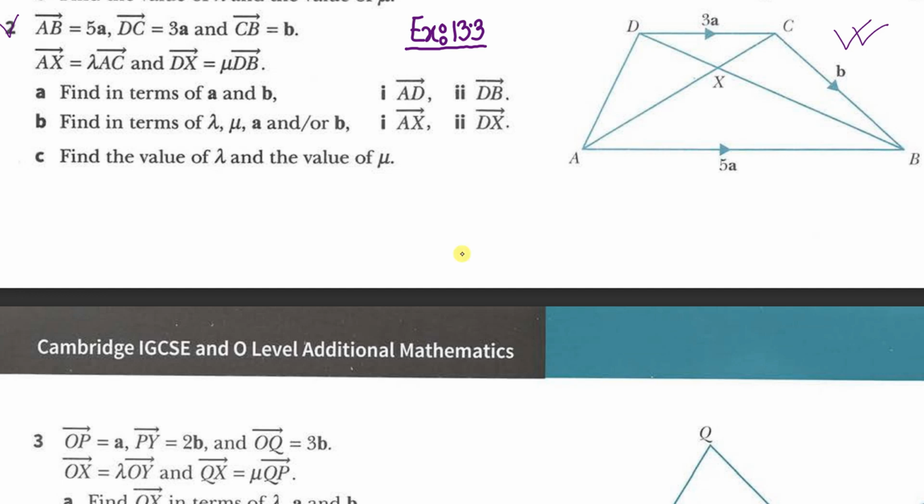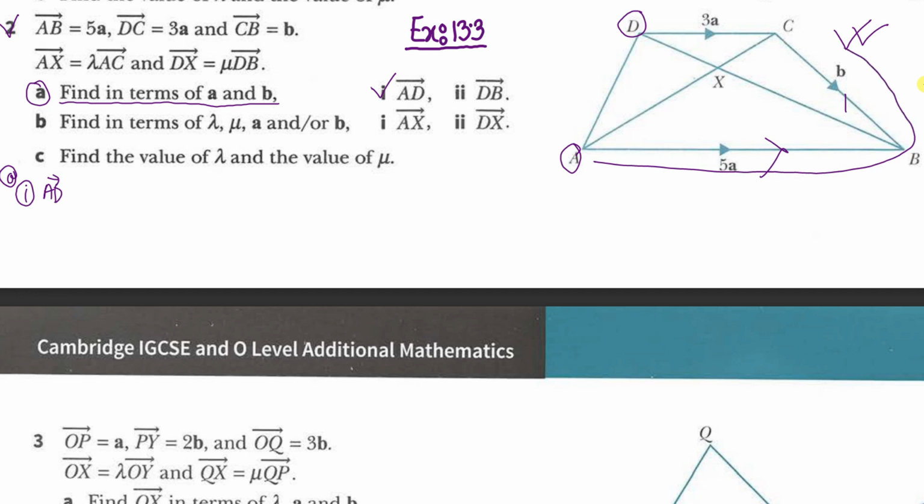The first question: find in terms of a and b. The first one is AD. So let me see what AD is. One line is here at A, another point is D. We cannot go directly. Let me go from A to B first, then B to C, and then C to D. In this direction we can move.